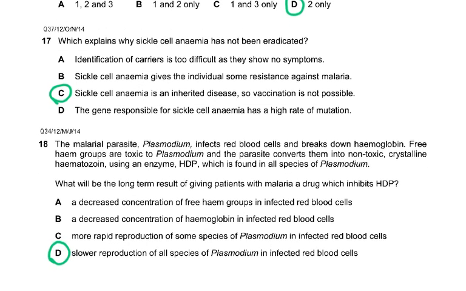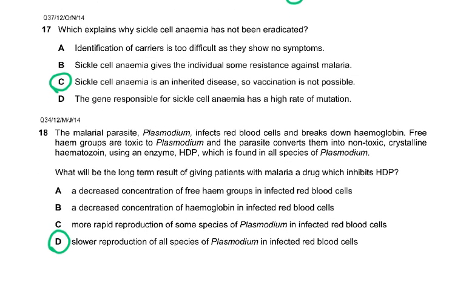Question number 17. Which explains why sickle cell anemia has not been eradicated? Sickle cell anemia is a genetic disorder. So sickle cell anemia is an inherited disease, so vaccination is not possible. How can you get vaccination against something which is not caused by a pathogen? Sickle cell anemia is caused because of a genetic disorder. It is present in the zygote, so the human being that develops from the zygote is going to have these issues. He or she is going to be suffering from the disease sickle cell anemia.